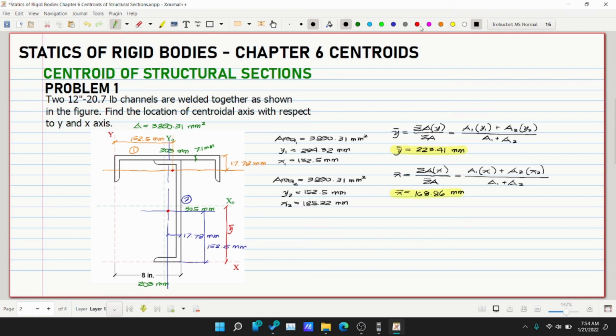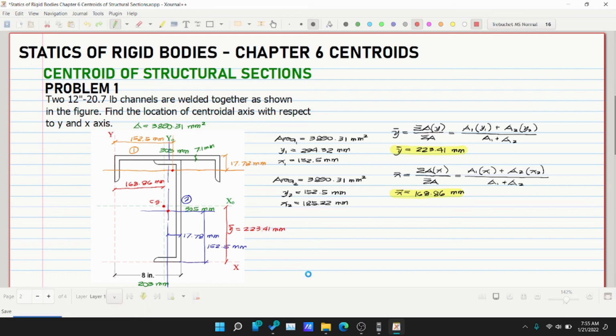So, ito na ngayon yung overall centroids natin. CG. So, this is Y bar, which is 223.41 millimeters. And this is the X bar. Ang X bar natin ay 168.86 millimeters. Okay, so dapat lagpas pa pala dito. Anyway, hindi naman kasi naka-scale yung ating drawing. So, okay lang yan.